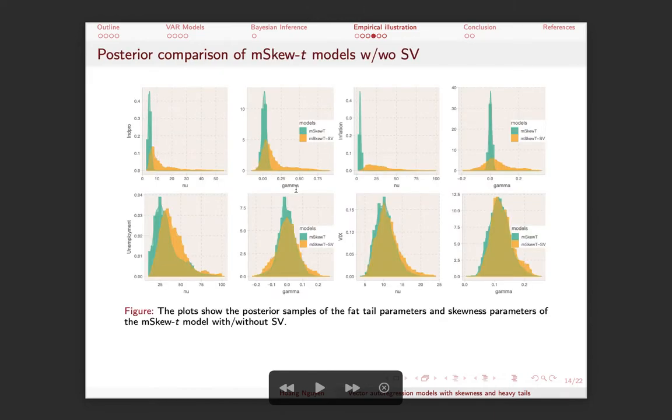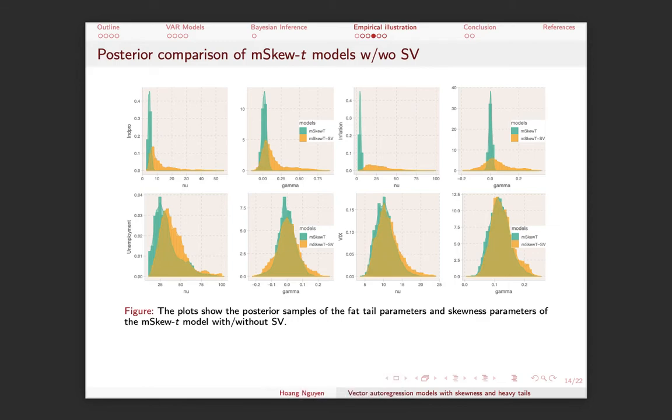So here is another plot for in-sample data. We show the posterior samples of fat tail or heavy tail parameters and skewness parameters gamma in case of MSQT models with and without stochastic volatilities. So as you can see, in case of industrial production, the models without stochastic volatility estimate the degree of freedom going around 5 and 6, something like that. But if we include stochastic volatilities, the fat tail parameters become less important and it goes around 20s.